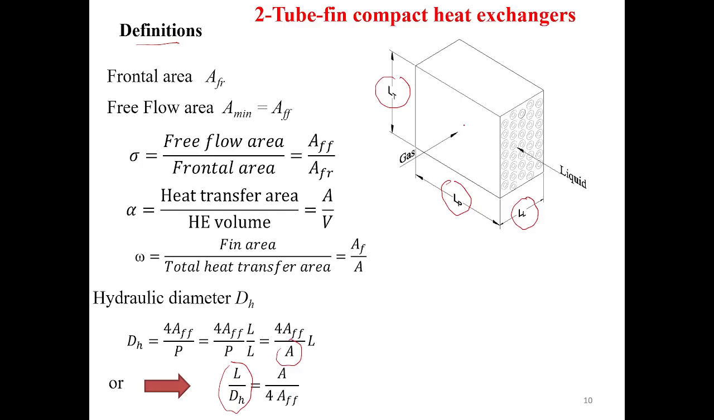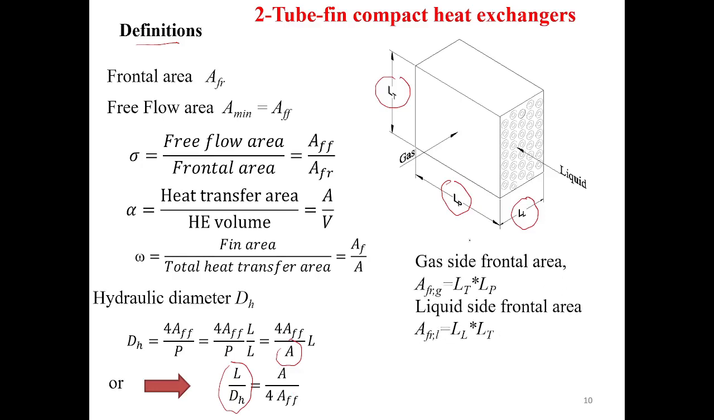For this configuration, where we have a tube fin compact heat exchanger, the gas side frontal area is LP multiplied by LT. This is what we call the frontal area for the gas side. For the liquid side, the frontal area is LL multiplied by LT. So you have the frontal area for the gas side and the frontal area for the liquid side.